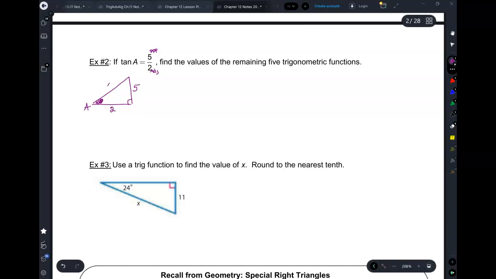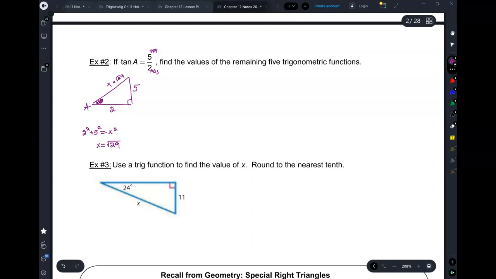To find the other ones, I also need to find the hypotenuse. How do I find the hypotenuse? Good old Pythagoras to the rescue. 2 squared plus 5 squared is equal to x squared. So x is root 29. A lot of this will be no calculator, so you have to just leave it in simplified roots. So this is root 29.